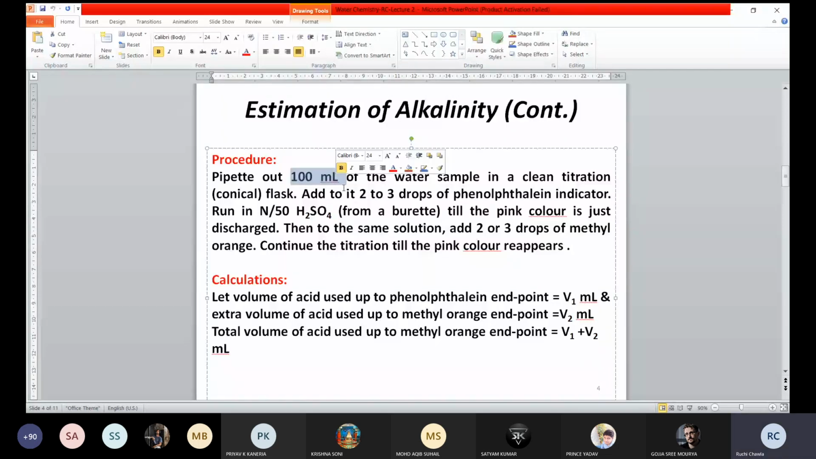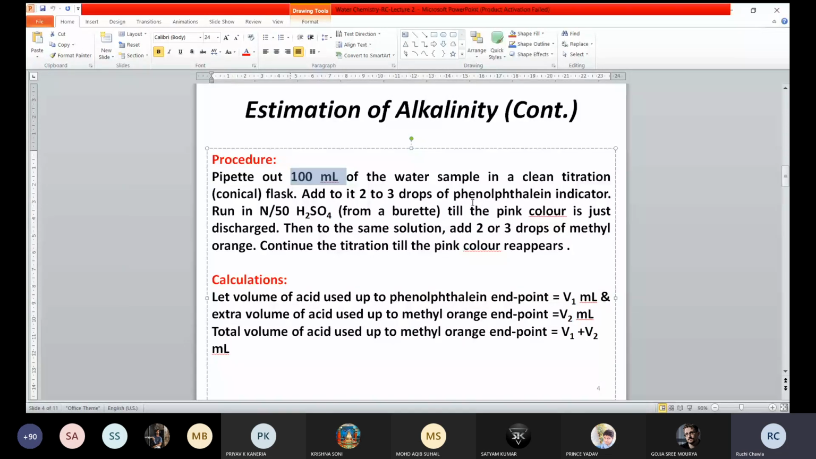Then to this, what is done? You add a few drops of phenolphthalein indicator. The indicators are added sequentially, one after the other, not together. So first of all, you will be adding phenolphthalein. In general, a sample of water is alkaline and its pH is around 10 to 11. So which endpoint pH value will you reach first?